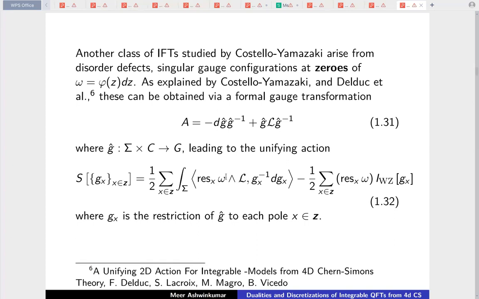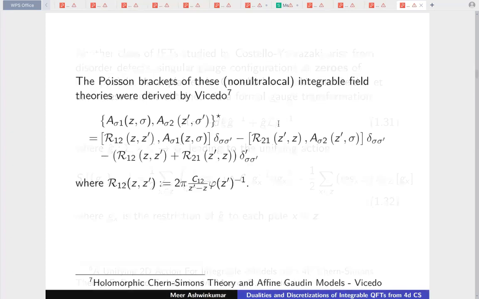So here you have the residue of omega appearing quite explicitly. And many integrable field theories have this form, but these are the kind of integrable field theories that are difficult to discretize and difficult to quantize. And this is because this omega is basically phi(z) times dz, where phi(z) is sometimes called the twist function. And this twist function will appear explicitly in the Poisson bracket structure of these integrable field theories.